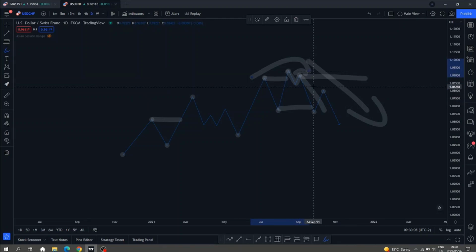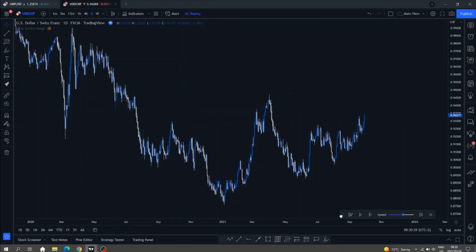But let's hop into the live charts now and look at some live examples that we can use to best explain this particular concept. Okay, so we are on USD Swiss franc. We're going to start off on the daily chart here. I've brought on my bar replay tool and we're going to start off price on the 29th of September 2021.